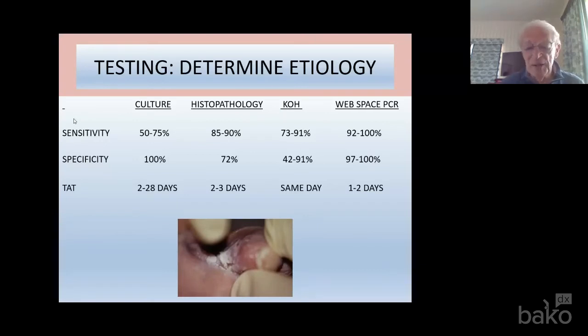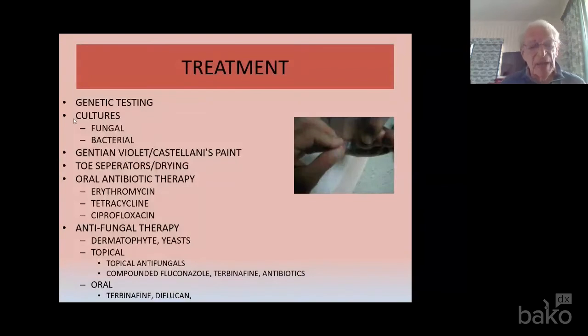So in an ideal world, this is where you want to go, by scraping that web space, getting appropriate sampling, and sending that off for appropriate PCR studies. As far as the treatment goes, again, identification of the organism. Is it Candida? Is it a dermatophyte? Is it a gram-negative? Is it a gram-positive? Is it a saprophytic fungi? Is it Corynebacterium minutissimum? Is it a combination infection, a classic intertrigo? And again, the only way to know that is with appropriate sampling and identification of the organisms.